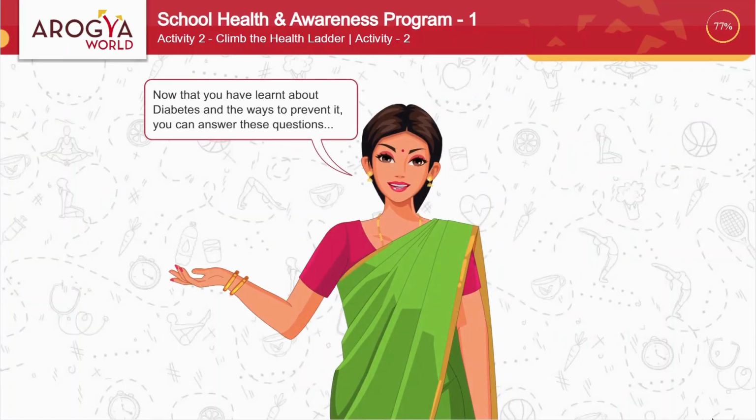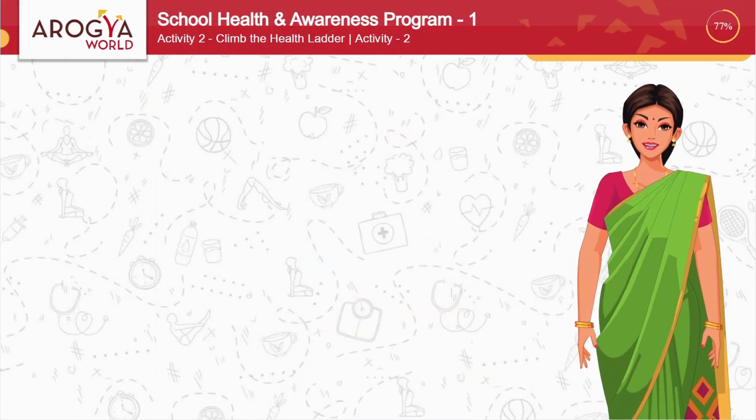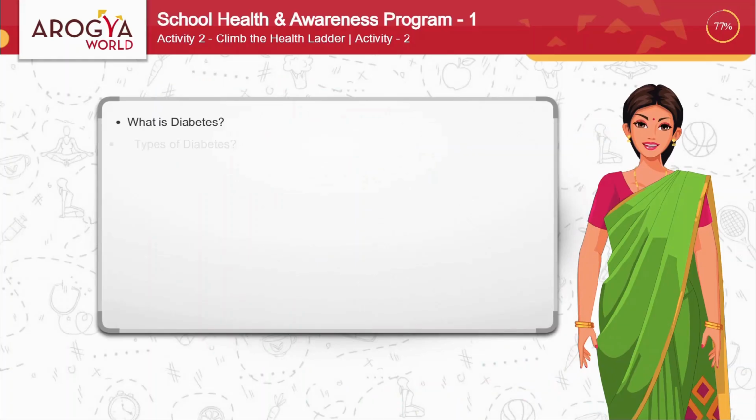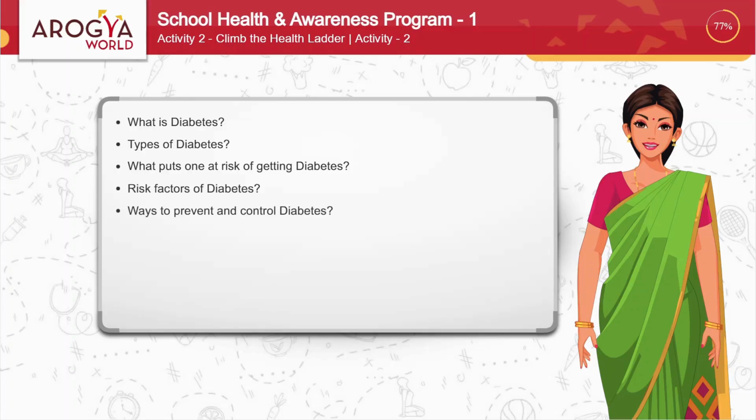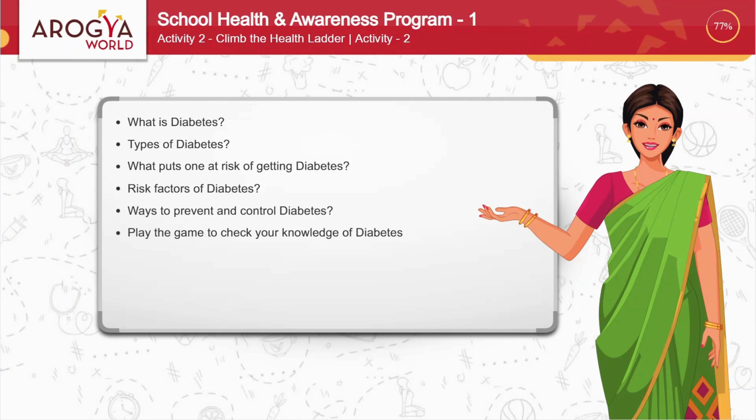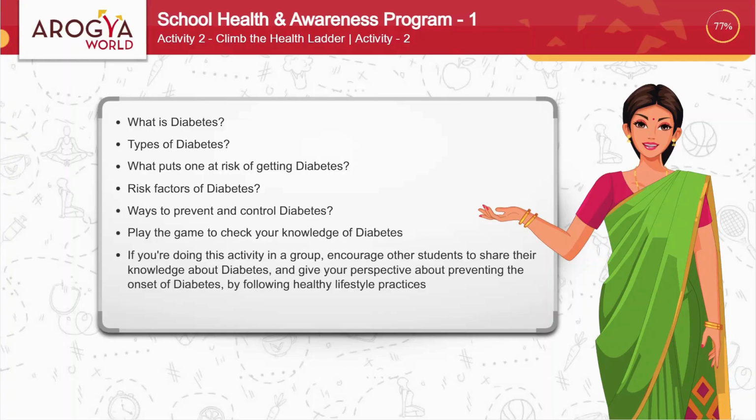Now that you have learned about diabetes and the ways to prevent it, you can answer these questions. What is diabetes? Types of diabetes. What puts one at risk of getting diabetes? Risk factors of diabetes. Ways to prevent and control diabetes. Play the game to check your knowledge of diabetes. If you're doing this activity in a group, encourage other students to share their knowledge about diabetes and give your perspective about preventing the onset of diabetes by following healthy lifestyle practices.